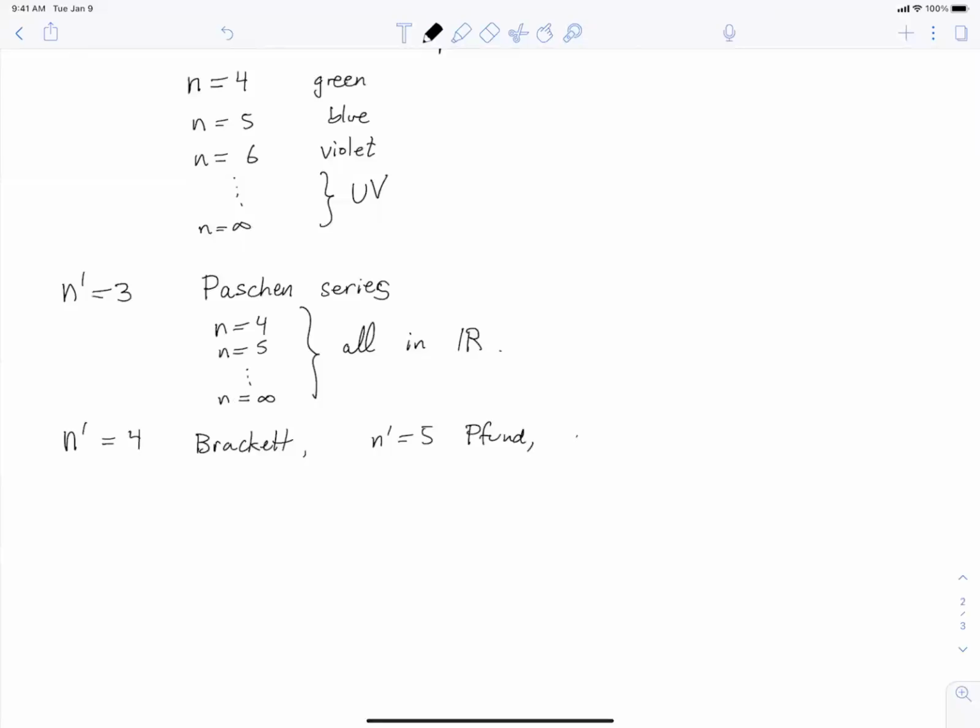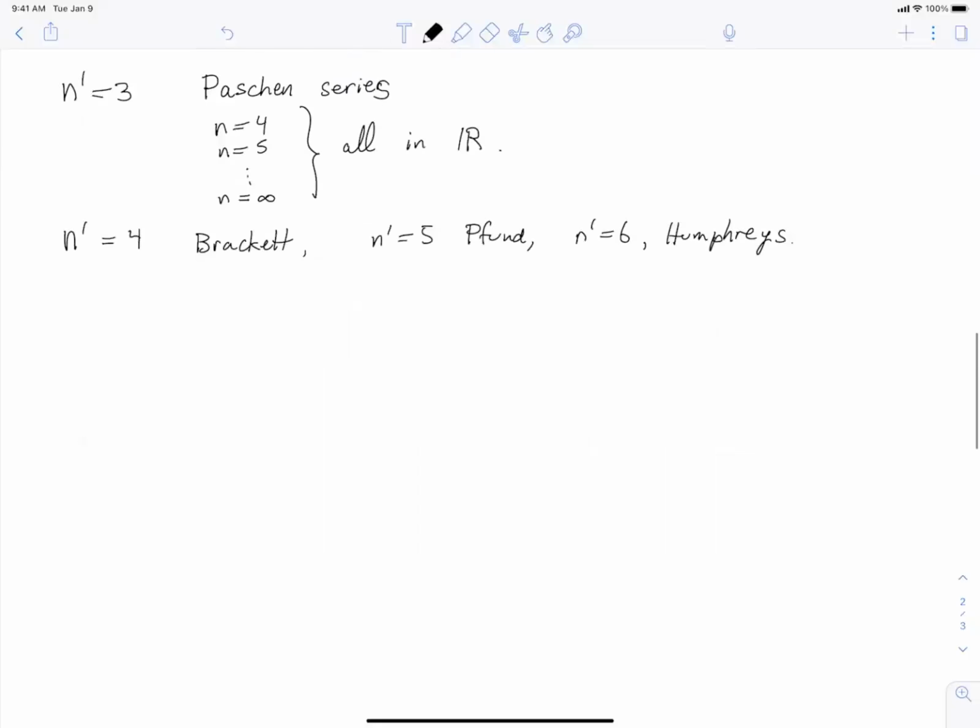And then there's n prime equals 6, which is called Humphreys, and they're not particularly useful or interesting for anything. Okay, so there's a lot more to atomic spectroscopy, of course, but I think it's useful to know at least the simplest example that we can work out, which is the hydrogen atom.